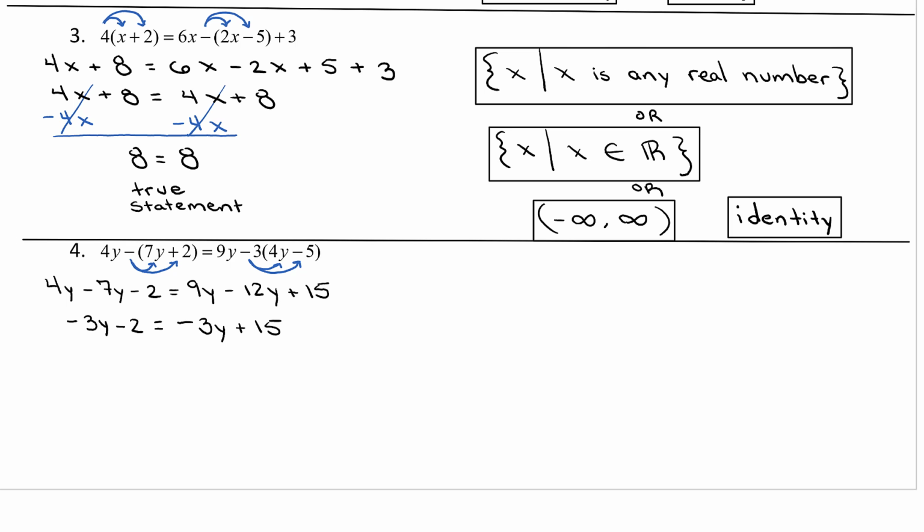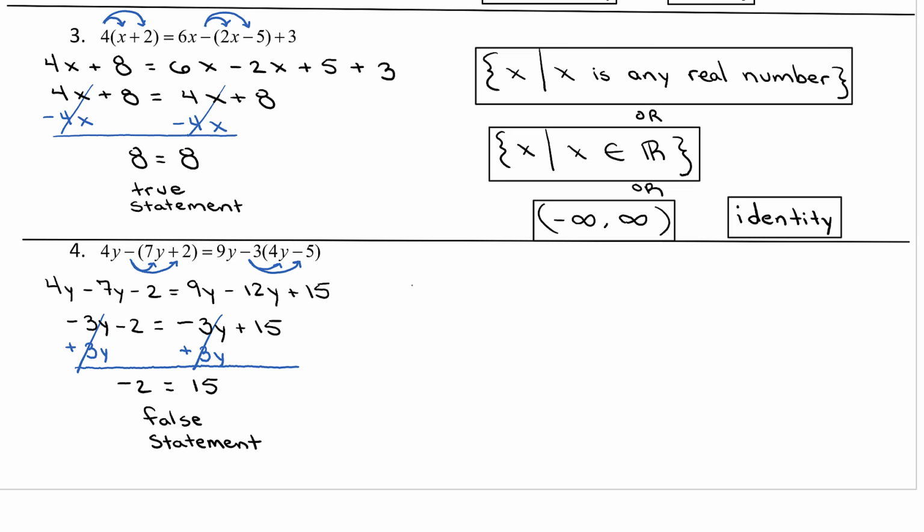Now, if I attempt to combine all my variable terms here and I add 3y to both sides of my equal sign, I see that all of my y terms are going to zero out here. Since they all cancel out, we're going to be left with the statement negative 2 equals 15. At this point, you need to ask yourself, is this a true or false statement? This is a false statement. Since this is a false statement, this means that there is going to be no solution for this linear equation in one variable.